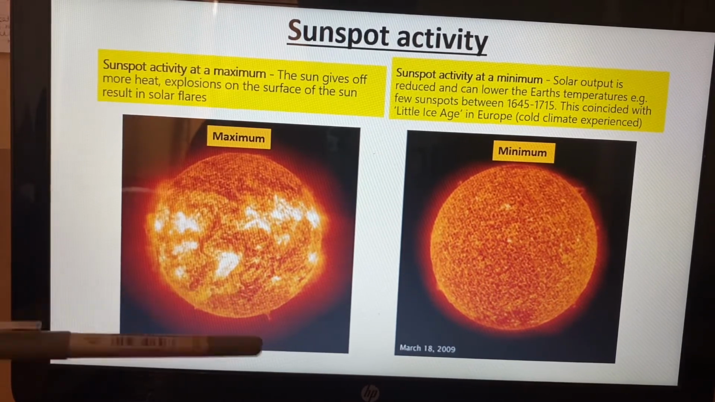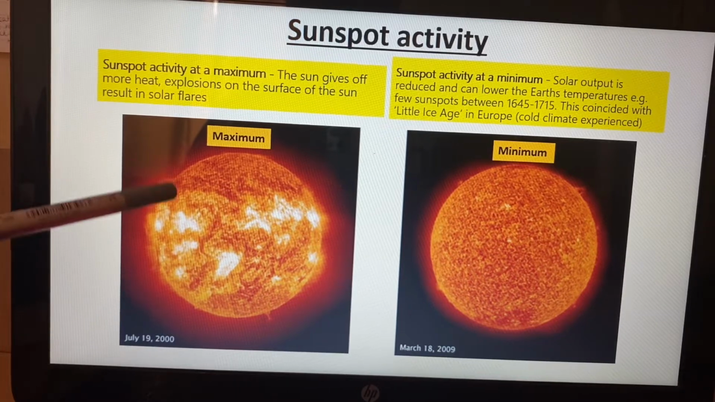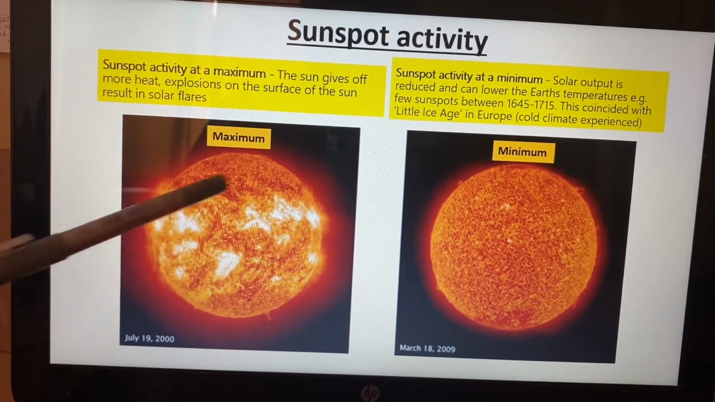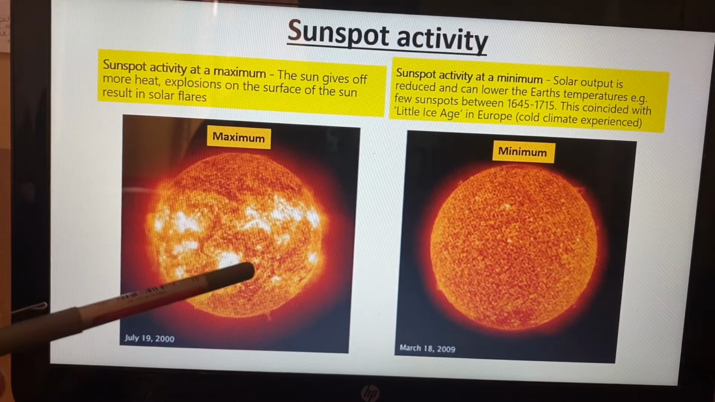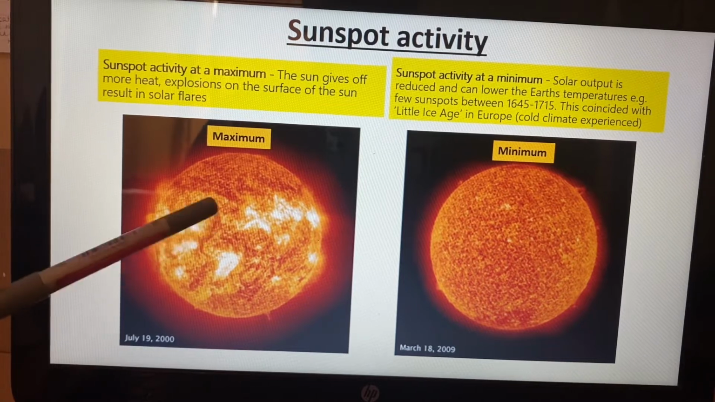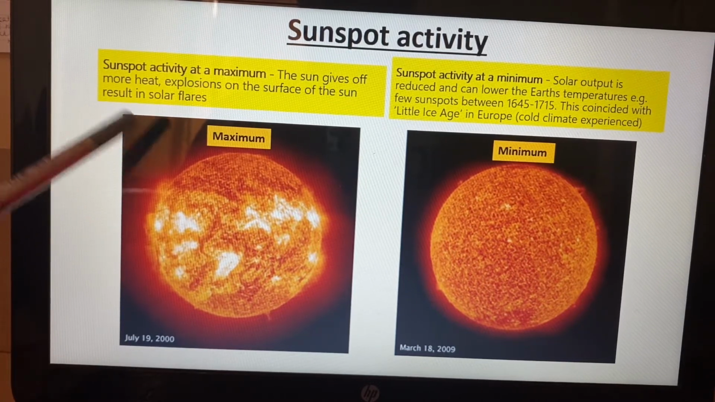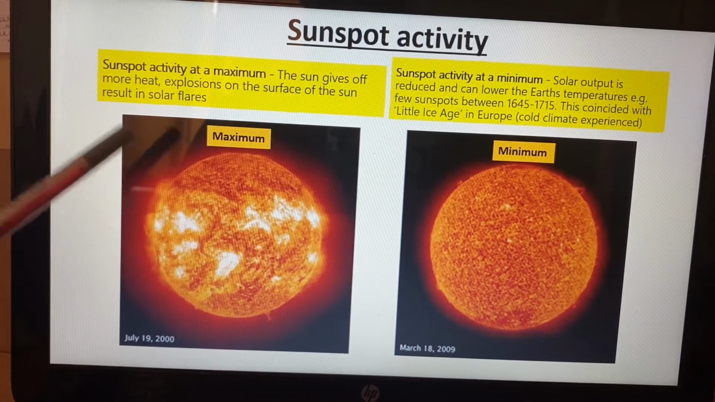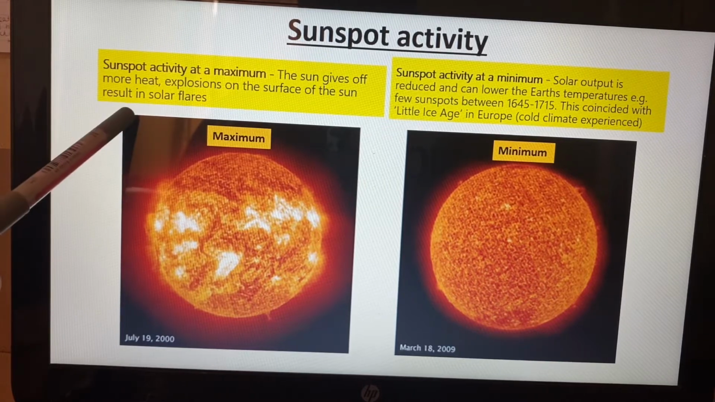Now, the sun's surface can often have these dark patches known as sunspots. When there are quite a few of them, we call that maximum sunspot activity. That releases a lot more heat, so that could lead to warmer summers. So the sun provides more solar activity, resulting in solar flares.